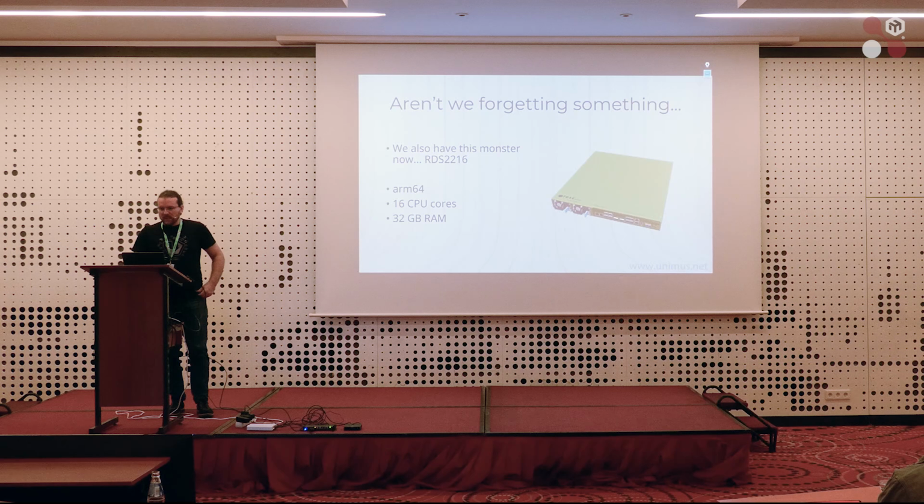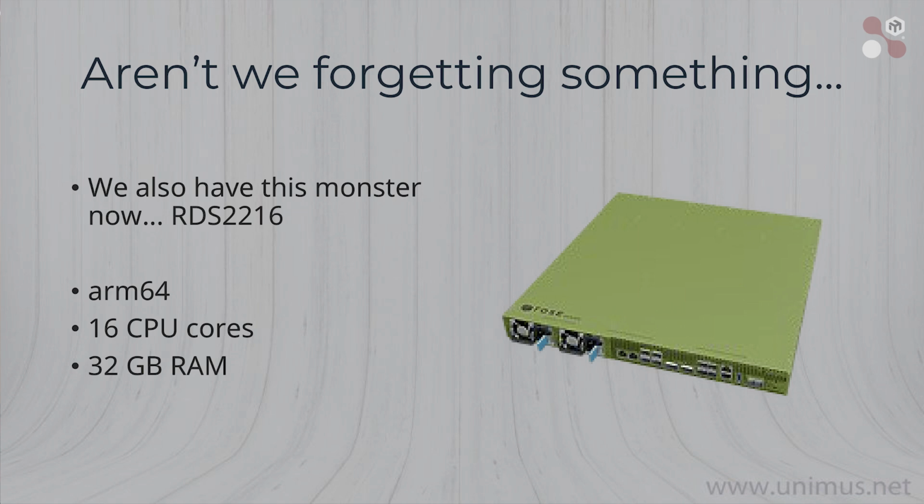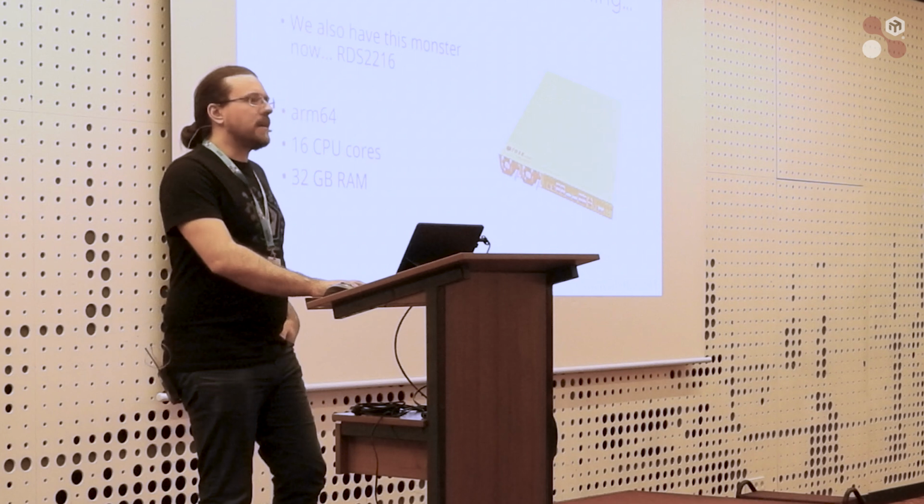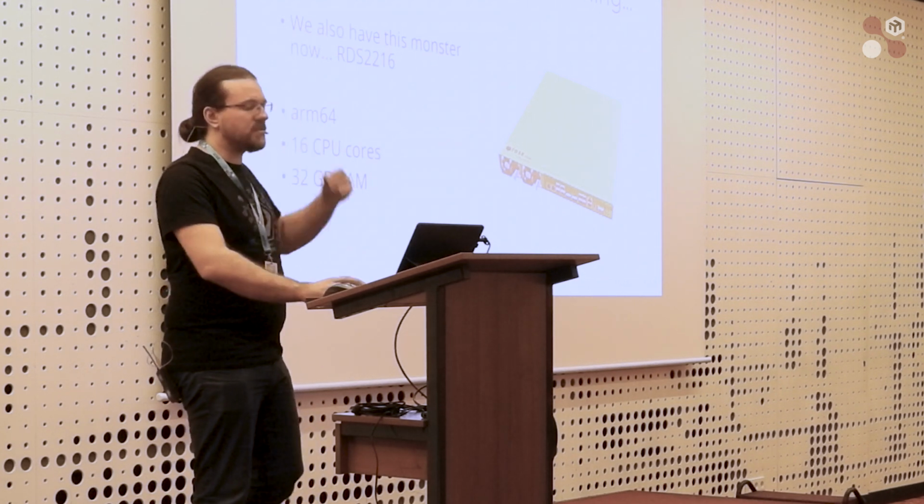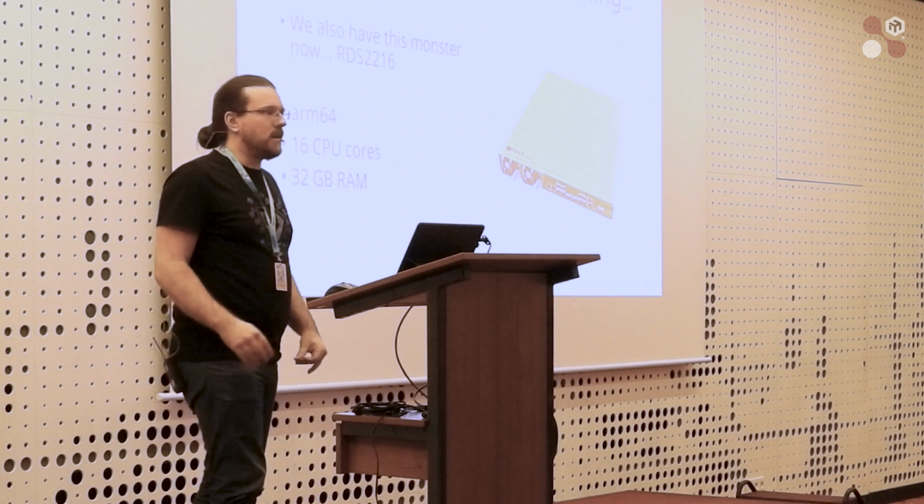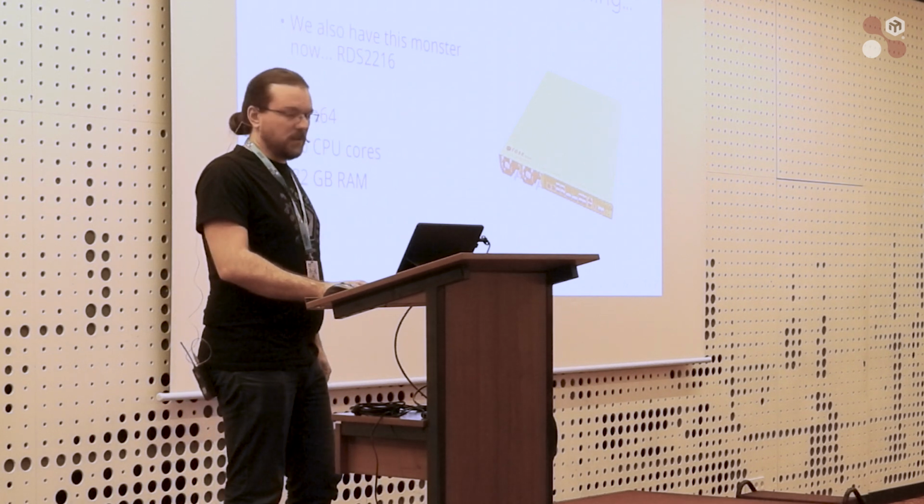All right. Oh yeah, there's this new monster thing that came out, the RDS 2216. This presentation is very well timed. And so this is a containerization monster where you can easily run about 50 services with the resources available on this thing. So this is completely new from MikroTik. I know a few distributors already have it in stock. But yeah, 16 CPU cores, 32 gigs of RAM, a bunch of storage, ideal to deploy containers on.